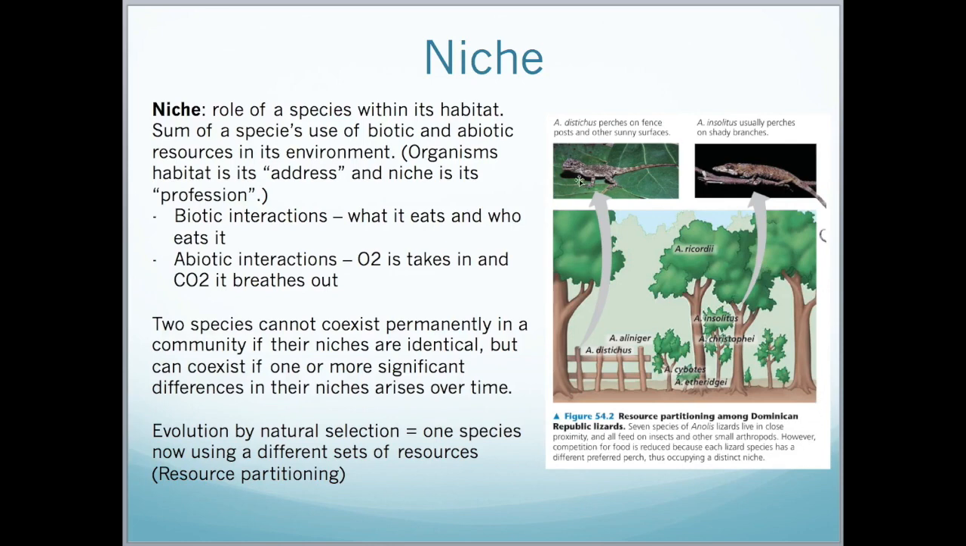So this type prefers to live on sunny surfaces, whereas this one prefers to live on shady branches. So evolution by natural selection means that one species is now using a different set of resources, which I've just talked about, which is known as resource partitioning.